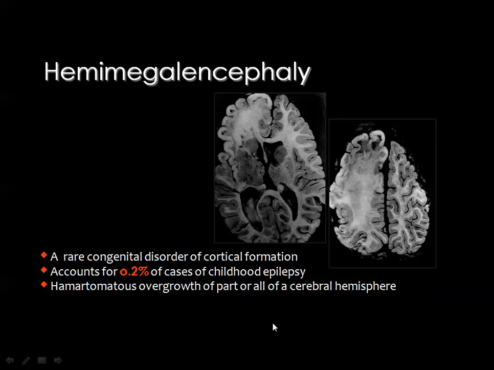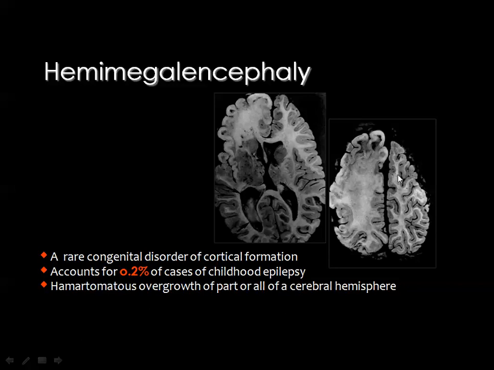Then starting first by the hemimegalencephaly, which is a rare congenital disorder of unknown etiology, and it accounts for 0.2% of the causes of childhood epilepsy or seizures. The main abnormality in this hemimegalencephaly is hamartomatous overgrowth of a part or the whole cerebral hemisphere. There are so many types of this hemimegalencephaly, but we will discuss the commonly seen type in clinical practice, which usually affects one cerebral hemisphere.